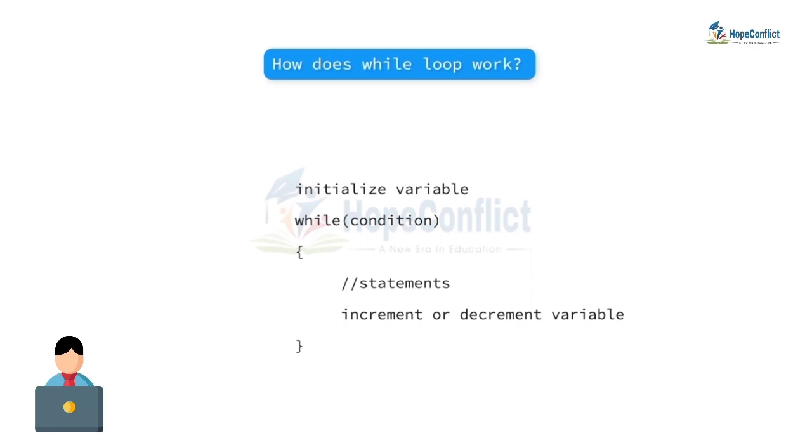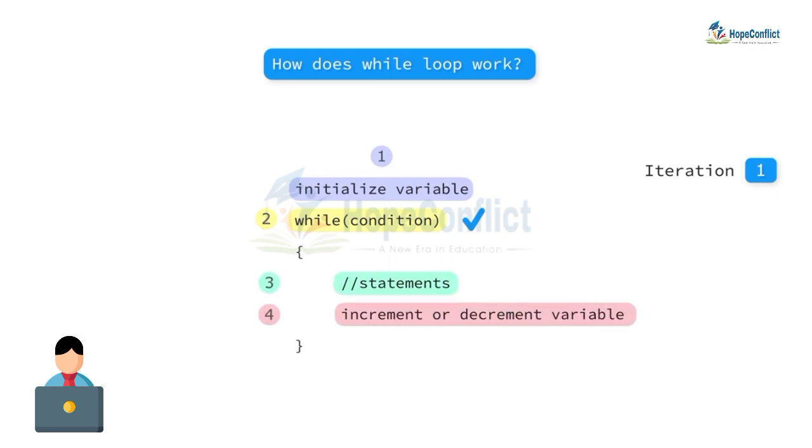So see this example. Here we have a variable initialization and then we have the while loop where we have some statements including increment or decrement of the variable. So first this initialization will be done and this condition will be checked, and suppose it is satisfied or true, the inner statements will be executed including the increment or decrement. So that is done, and now the first iteration is completed.